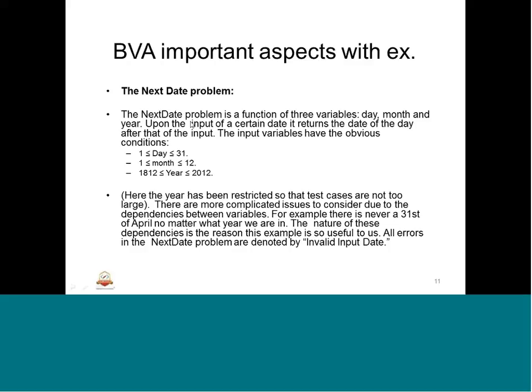Similarly, we can define this for a clock also. So what is that next date problem we have to have? Here the year has been restricted so that the use cases are not too large. Why? Because the system can take up to 2012. There are more complicated issues to consider due to the dependencies between variables. That means these variables are very important, so the dependencies have to be considered. For example, there is never a 31st of April. That means we define this dependency of the date based on the month, correct? If you have a February or a month like April, we are not going to have 31 as an input, right? So we cannot have a test case with 31 for the month of April or for the month of February or any of the even months.